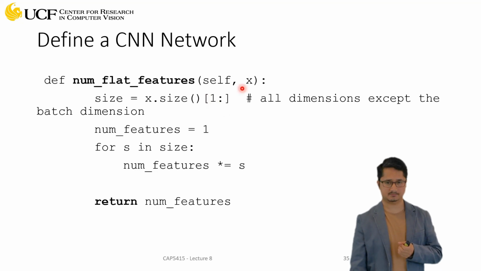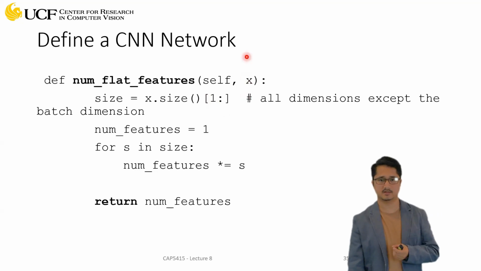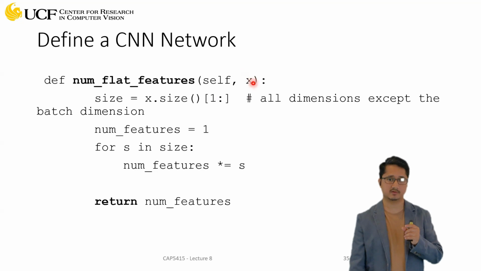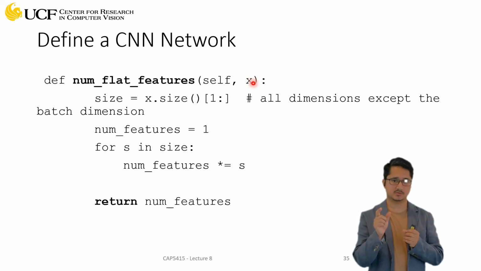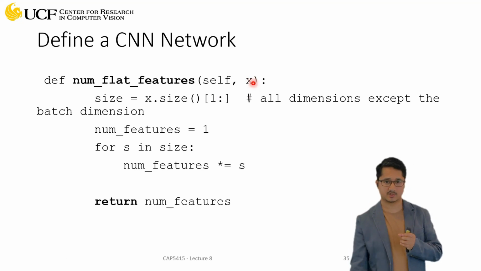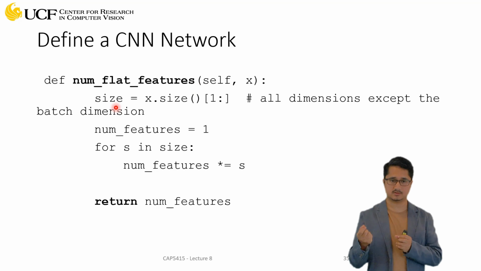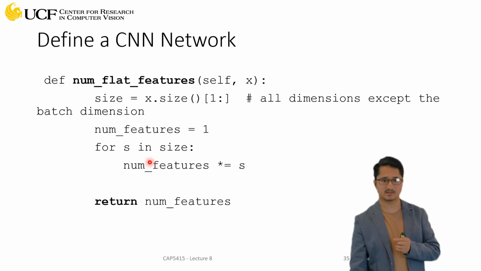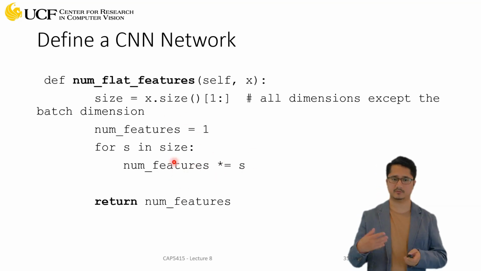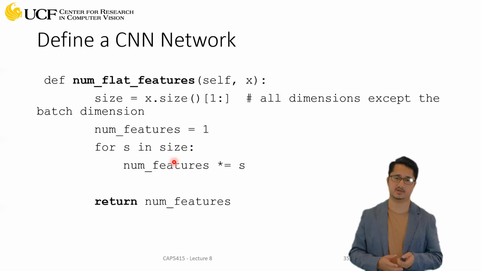So what will happen is if your batch size is, let's say, 10, then the actual shape of X will be 10 times 16 times 6 times 6. And this size is going to return that, but this slicing is actually ignoring the first dimension. So the variable size will actually store 16 cross 6 cross 6. Okay, and in this for loop, you're just multiplying those 3 values. And you just return that value. Okay, it's just a helper function, and you can have as many helper functions as you need in your architecture.